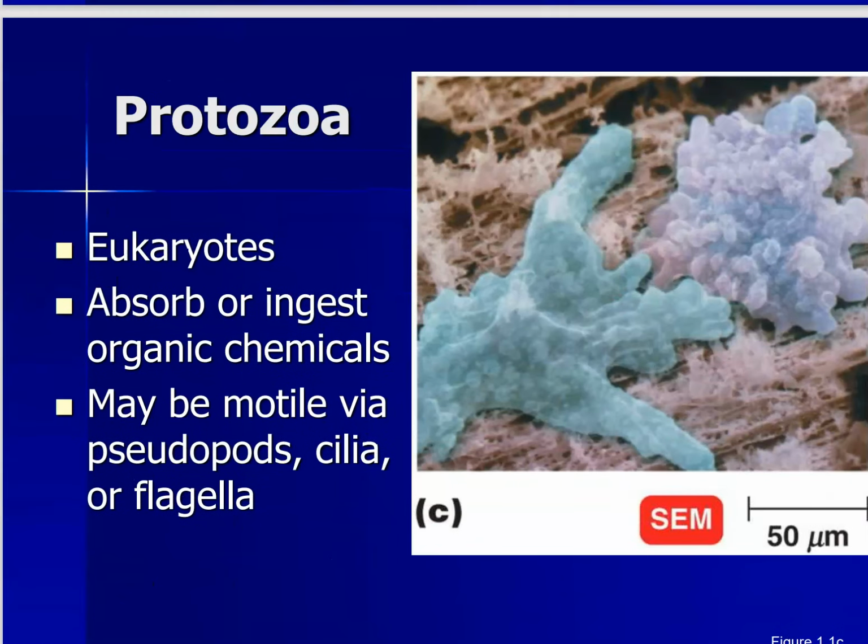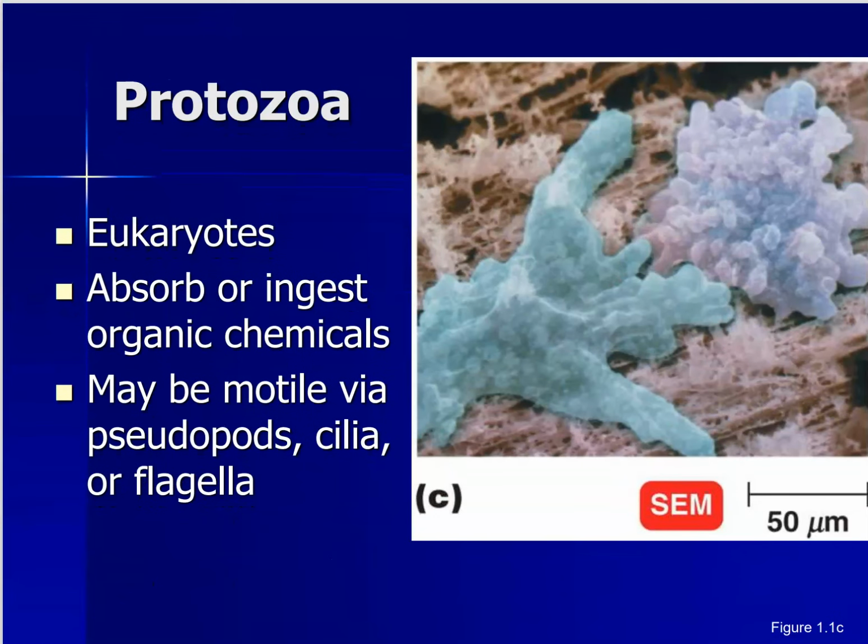Protozoa, as a group, are sort of a grab bag category of single-celled eukaryotic organisms that are animal-like in the sense that they don't photosynthesize. So they are true eukaryotes. They absorb or eat organic chemicals. Absorption is probably the better way to say it because they don't really eat, but they can engulf stuff with pseudopods. A lot of them are motile. They have these pseudopods or cilia or flagella for motility, and here you can see sort of an amoeba right there.